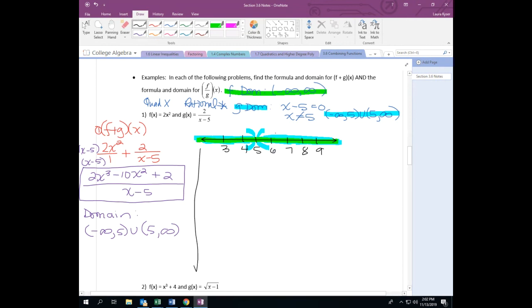Now we've got to find the formula and the domain for f divided by g of x. So, second part. f divided by g of x. That means I'm going to take the f function, which is 2x squared, and divide it by the g function, which is 2 over x minus 5.